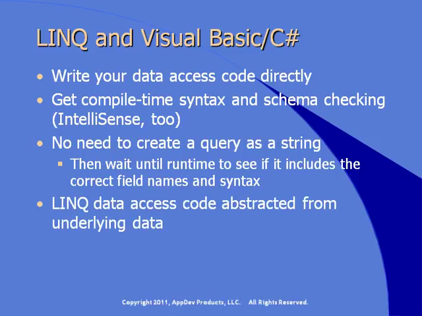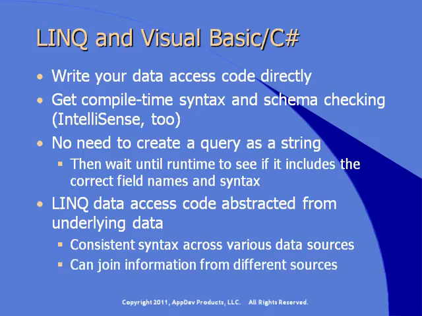LINQ provides data access code that's abstracted from underlying data. It provides a consistent syntax across various data sources. Throughout this course, we'll look at multiple different data sources, and you'll see everything you learn in this chapter applies to pretty much every kind of data access. You can even, using LINQ, join information from different data sources. If you need to have data come from an XML file, and then join that to data coming from a SQL database, no problem. LINQ can handle that for you.